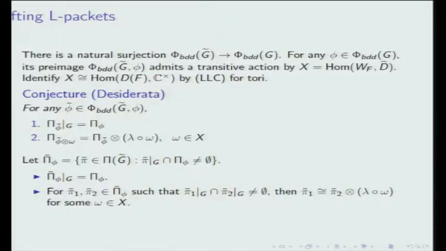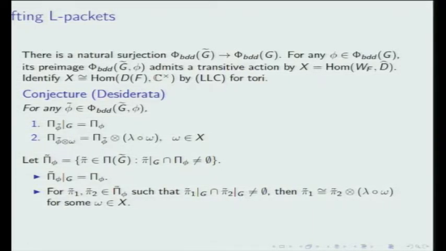And also, if you take two representations in this set, and suppose that the restriction on G has a non-trivial intersection, then these two representations are isomorphic up to a twist. And again, this should be omega composed with lambda. So this will give you some idea how you look for the packet for G tilde. But again, in general, because this group SB can be non-abelian, the structure can still be very complicated in the general case.